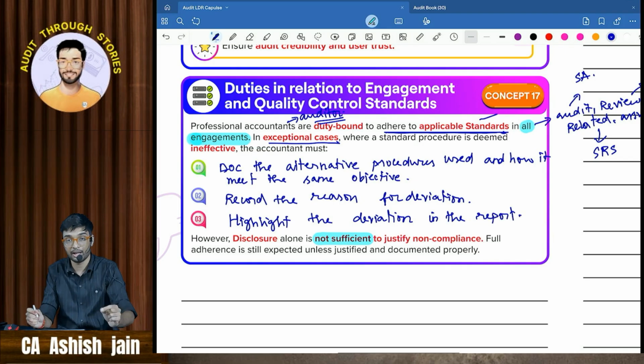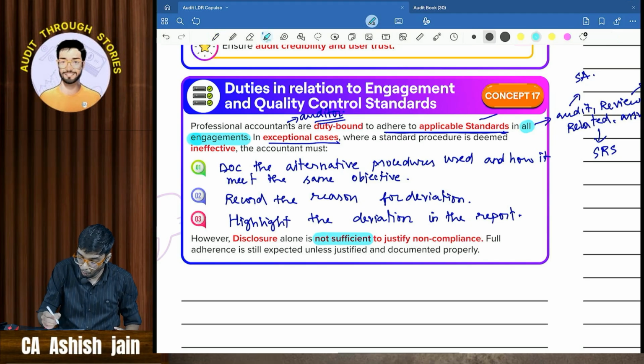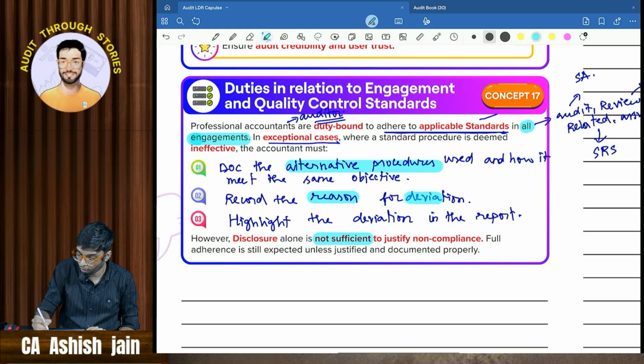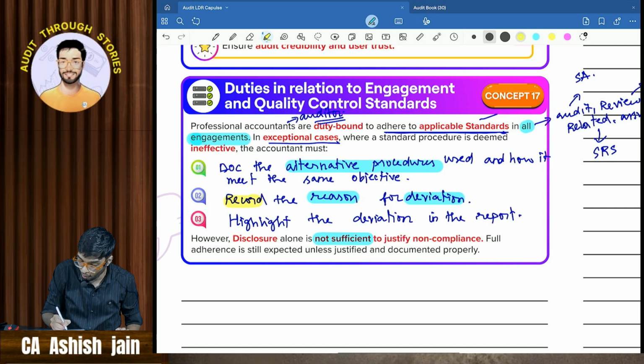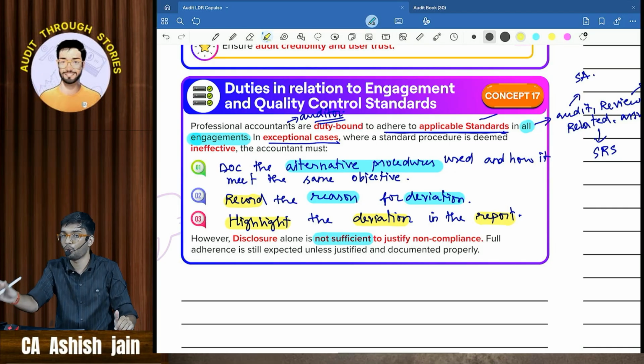So if the professional accountant is not able to follow the applicable standards, then in that situation the auditor, that is the professional accountant, has to document what alternative procedure has been used and how you have met the objective of that particular standard, and you have to record the reason for deviation. Why you were not able to apply that particular standard in that situation, you have to record it. Then you have to highlight. After recording, you have to highlight the deviation in the report, so that users will come to know that they have not complied with this particular standard because of these reasons.